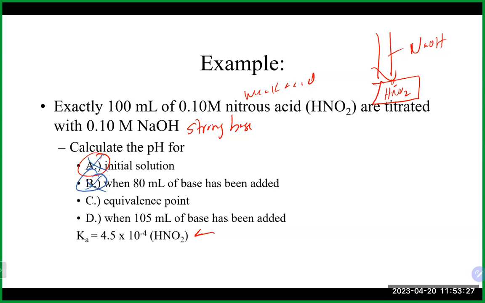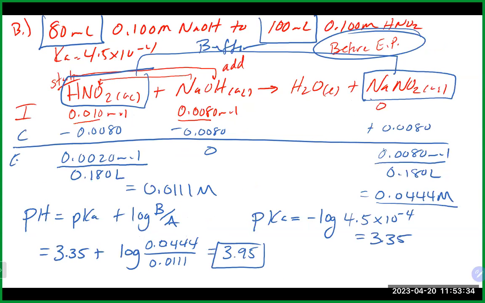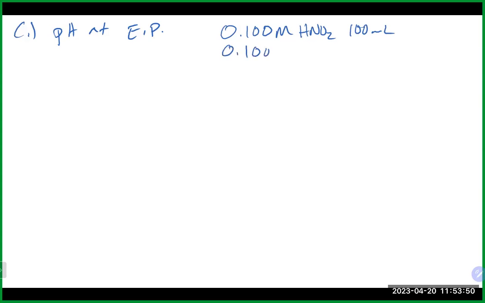So we did B. So at C, we're looking for what is the pH at the equivalence point. So let us talk about that then. Once again, we have our 0.1 molar HNO2, and we have 100 milliliters of it. We're adding 0.1 molar sodium hydroxide. All right, and our Ka value 4.5 times 10 to the minus 4, I believe.